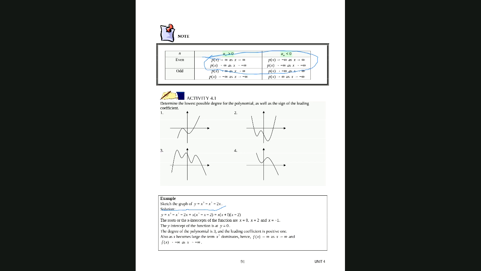Then we can see that the leading coefficient is 1. If the leading coefficient of the polynomial is 1, that means it's positive, and it tells you that as x approaches negative infinity, y will approach negative infinity.